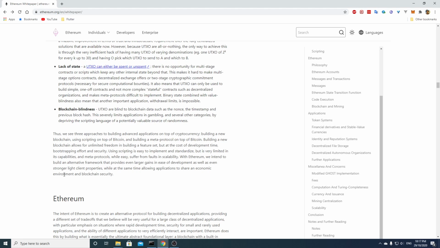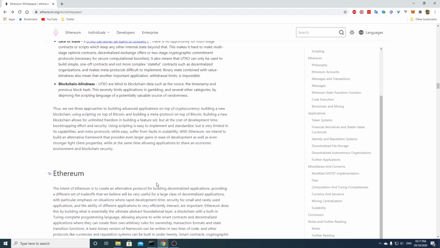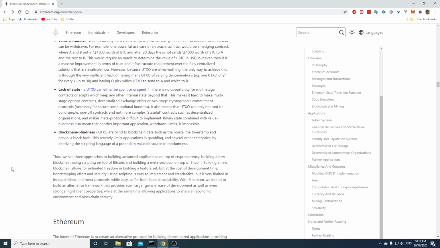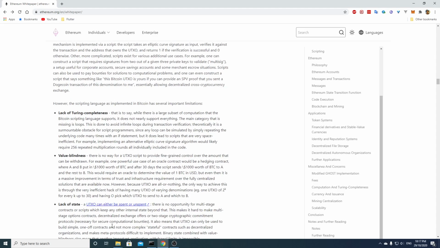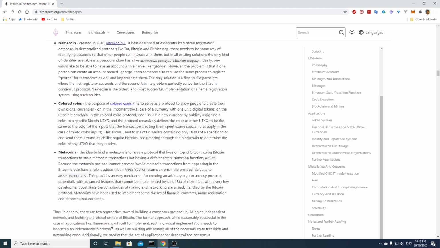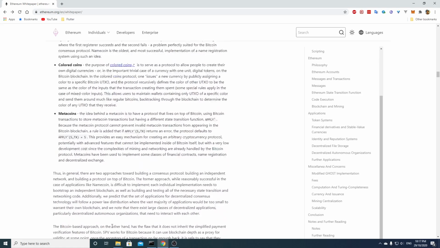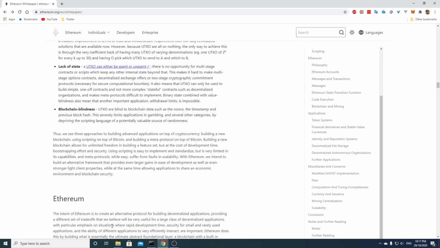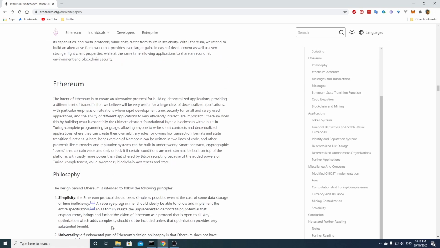With Ethereum, we intend to build an alternative framework that provides even larger gains in ease of development, as well as even stronger light client properties, while at the same time allowing applications to share an economic environment and blockchain security. Okay, so this completes the first part, which actually was not at all about Ethereum, but was only about Bitcoin. So in the next section, we'll finally begin with Ethereum.